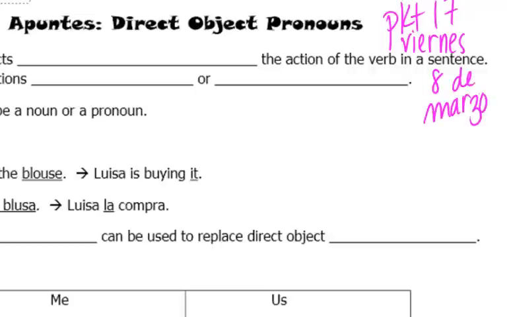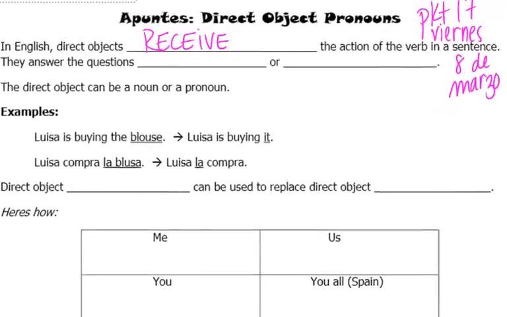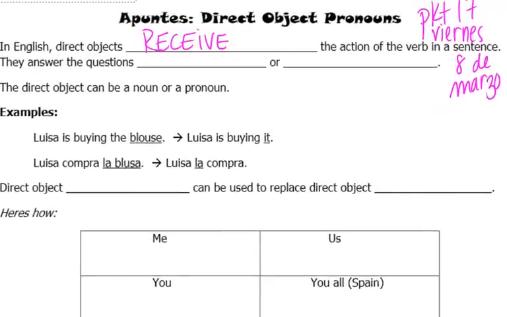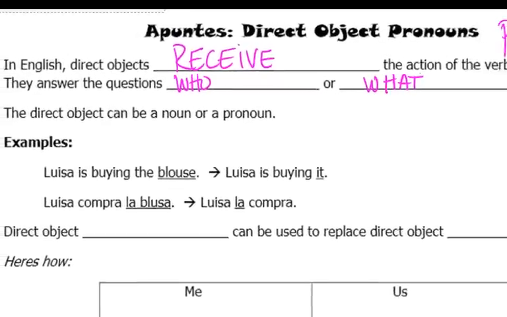In English, direct objects receive the action of the verb in a sentence. They answer the two very, very important questions: who or what is receiving the action? A direct object can be a noun or a pronoun.